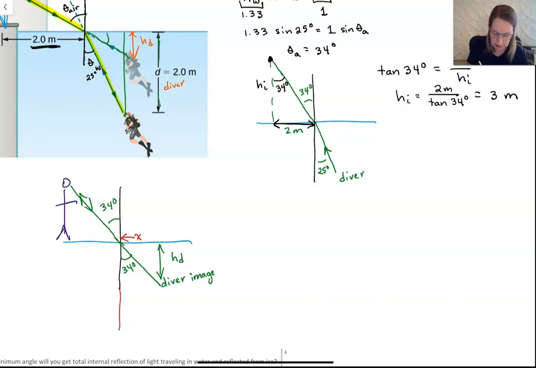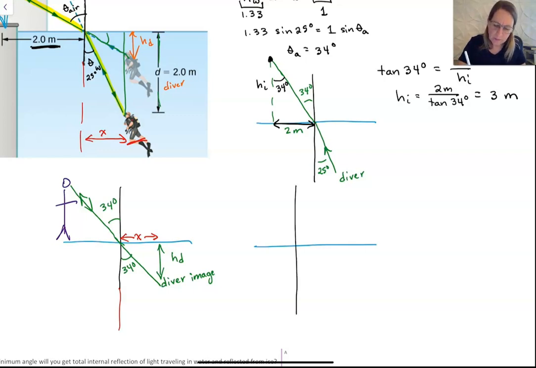this x distance here, because if we know the distance that the diver actually is in relation to where this light ray comes in, so that's going to be sort of this distance right here, x, then we can figure out the geometry here. So I'm going to redraw this setup again, because I want to know where the diver is located.